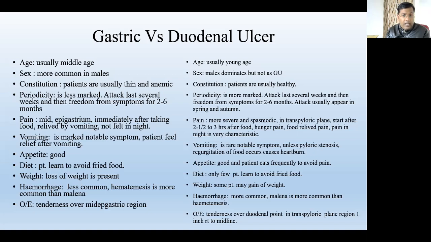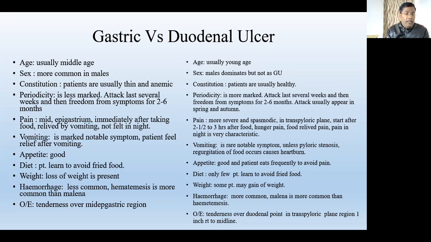Periodicity is less marked in gastric ulcers. The attack lasts several weeks, and then there is freedom from the symptoms for 2 to 6 months. While the periodicity is more marked and more characteristic in duodenal ulcers, patients have the attack for several weeks and then freedom from the symptoms for 2 to 6 months. When there is no symptom, the patient is absolutely fine.